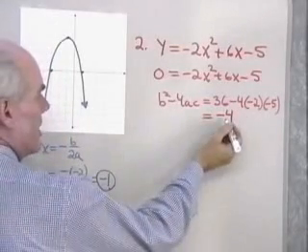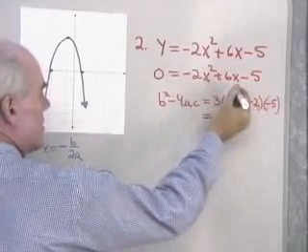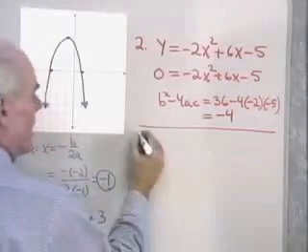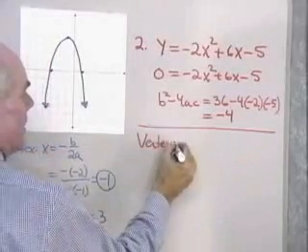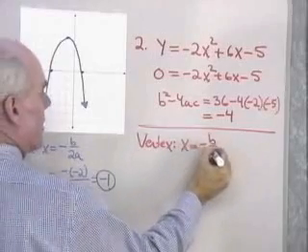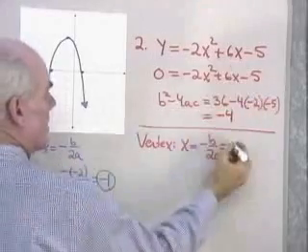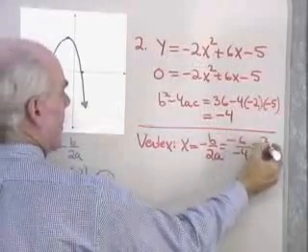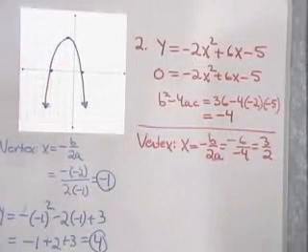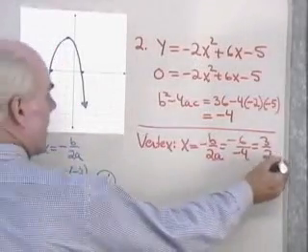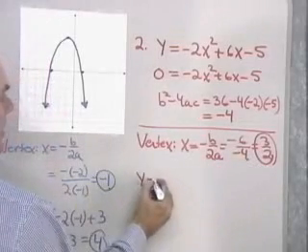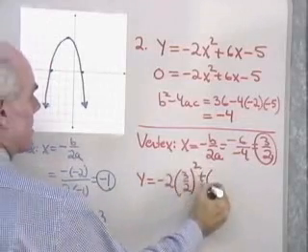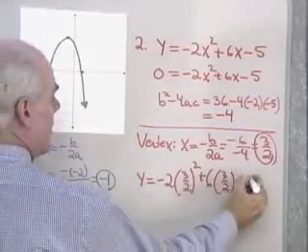So my discriminant is negative, meaning that I have two complex solutions to this equation, which means this graph will not cross the x-axis. So what I need to do is go right to the vertex and find x equal negative b over 2a, which is negative 6 over 2 times negative 2, which is negative 6 over negative 4. So I end up with 3 halves. To find the y-coordinate of the vertex, I take this x equal 3 halves and substitute it back into the equation. Negative 2 times 3 halves squared plus 6 times 3 halves minus 5.